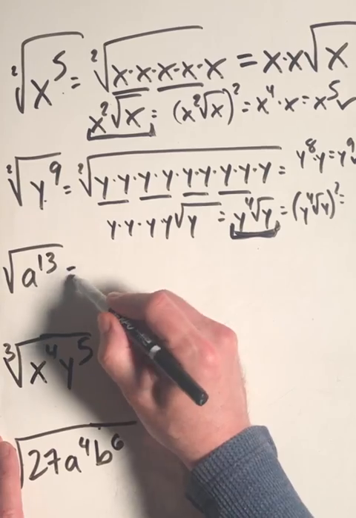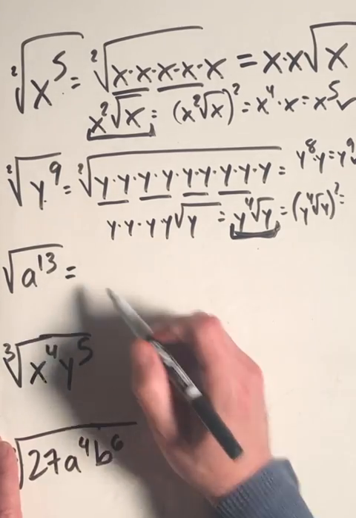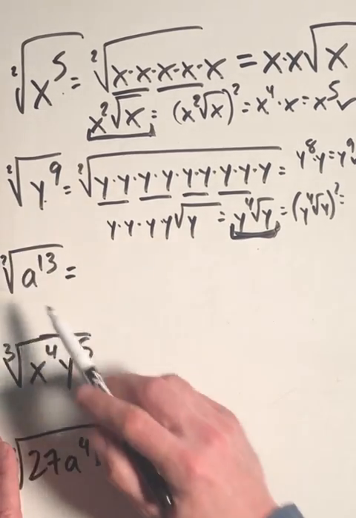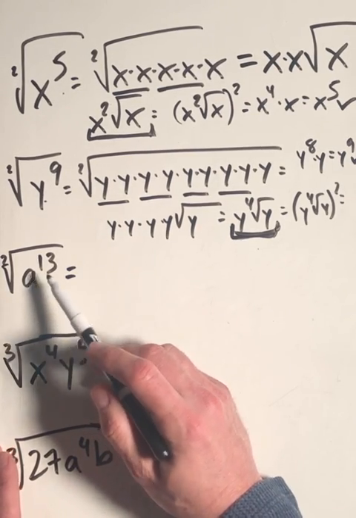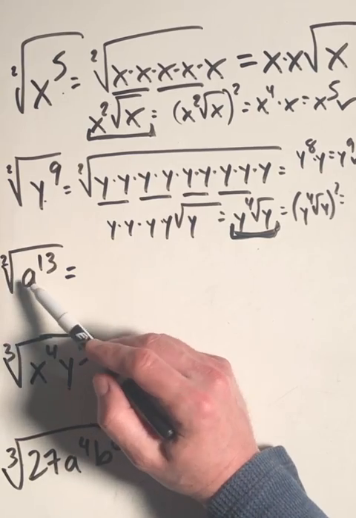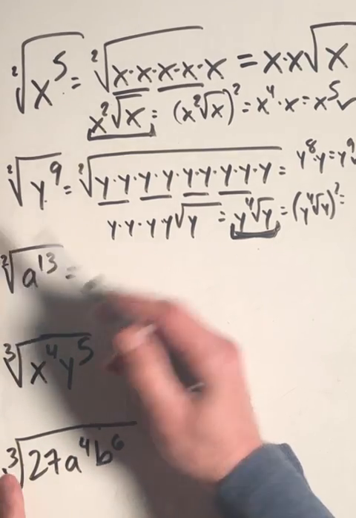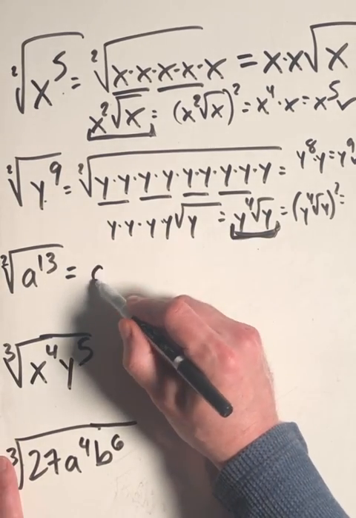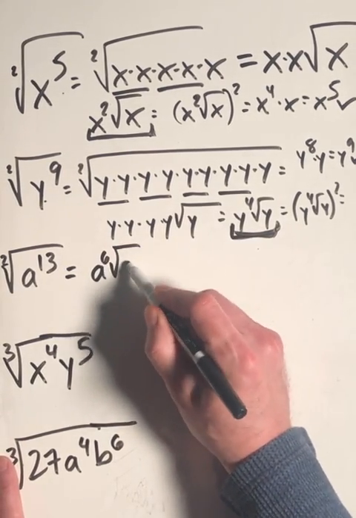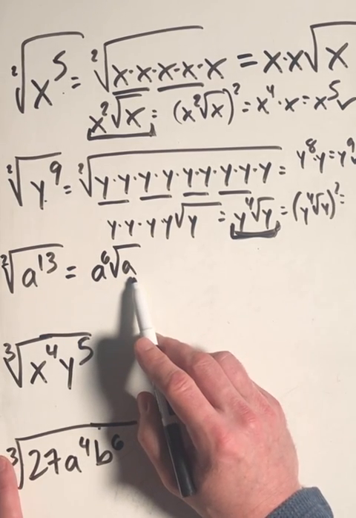Now a to the 13th, I'm not going to draw all these out here again. The idea is that if my index is 2, I'm looking for how many groups of a are there if I'm looking for groups of 2. So if I have 13, I'm really taking 13 divided by 2, which would be 6. So I'm going to have a to the 6th. I'm going to have 1 left over underneath.